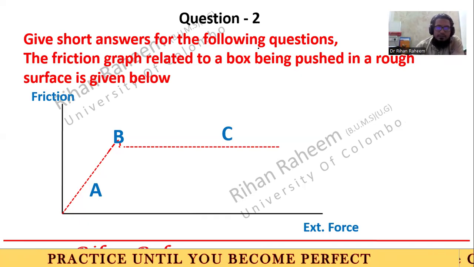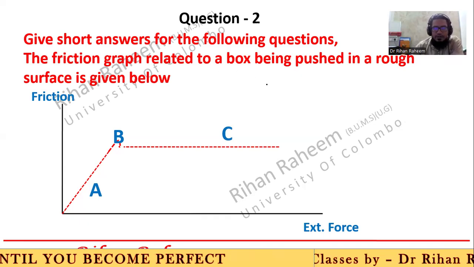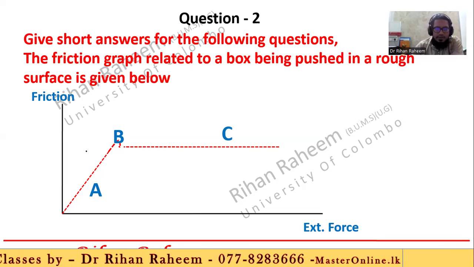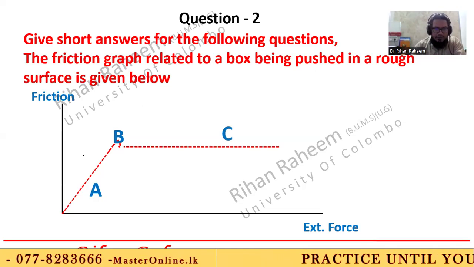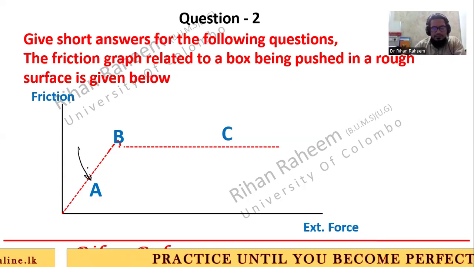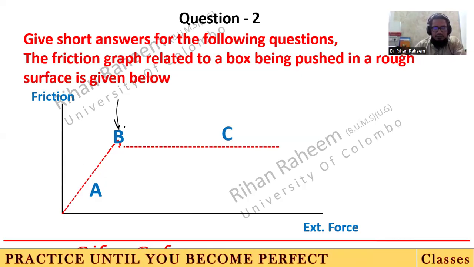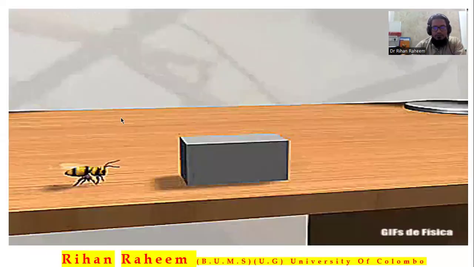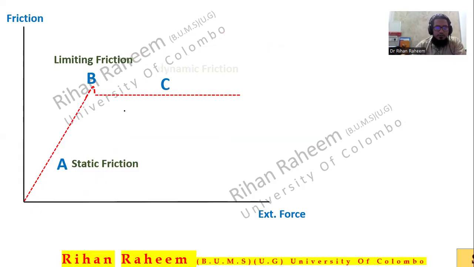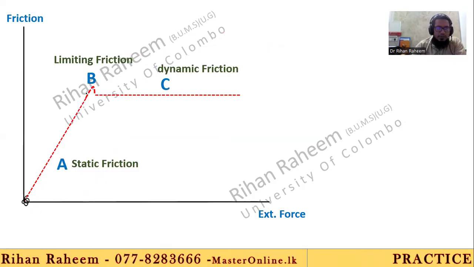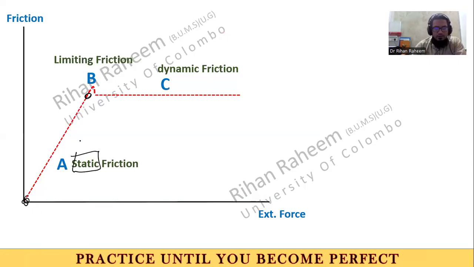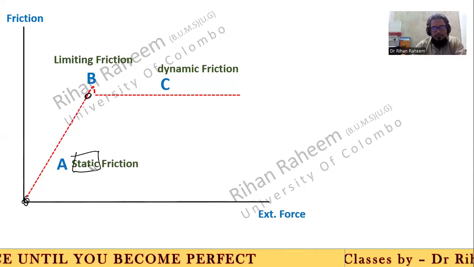Give short answers for the following questions. The frictional graph related to a box being pushed on a rough surface is given below. They're asking what is A, B, C. I think we have done this question. Okay, A is static friction, B is limiting friction, D is dynamic friction. How did those names come? Because from here to here, the object will not be moving, static, it will stay in one place.